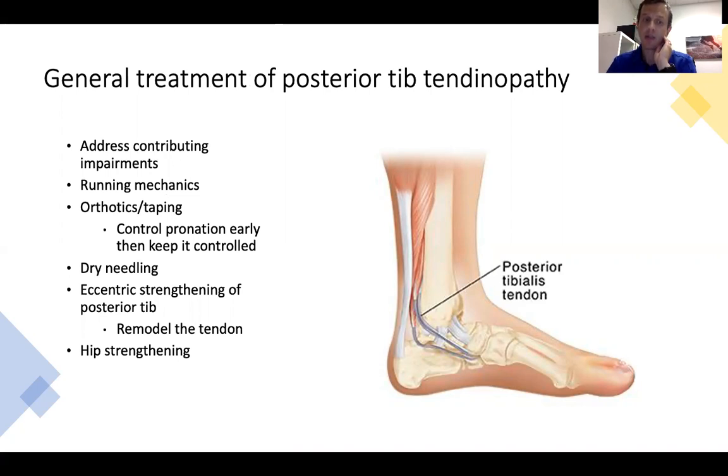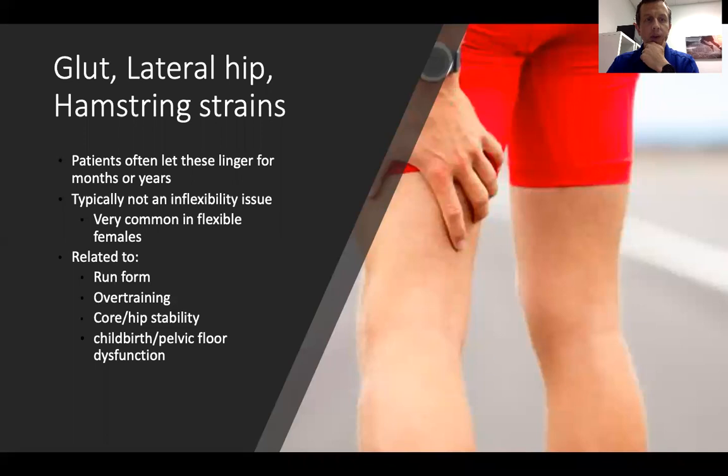Dry needling is very effective with this injury, particularly if it's up behind the shin. And eccentric strengthening helps as well to help remodel the tendon, that is, return it to its original state. Hip strengthening is also supported in the research.